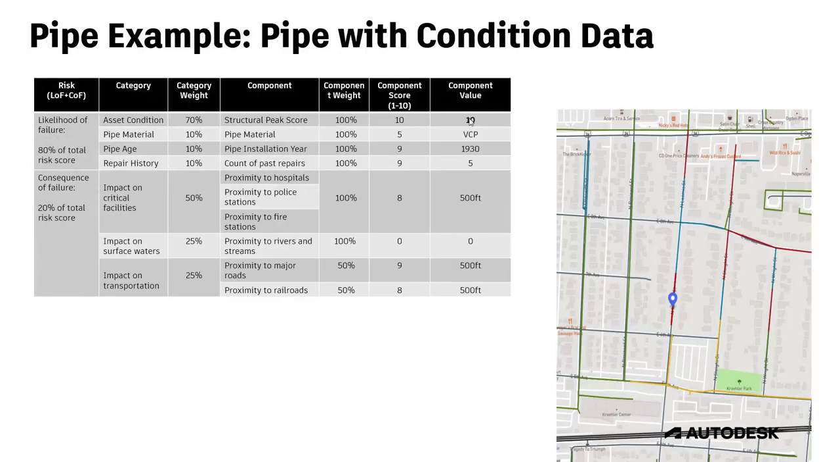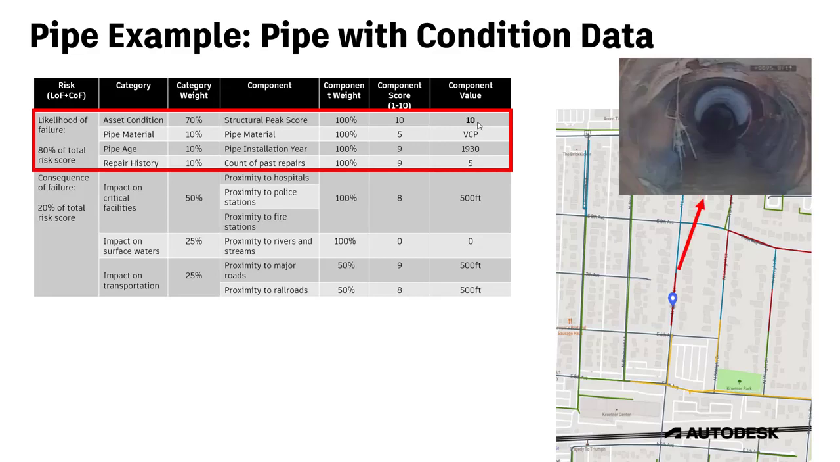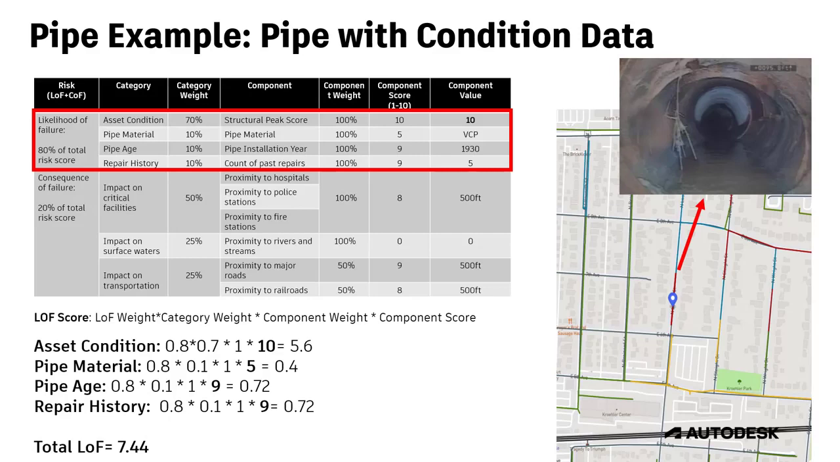Now let's look at an example for a pipe that has condition data. This pipe scored a 10 in the condition component because of a high severity deformation found in a CCTV inspection. The pipe scored a 5 because of the vitrified clay pipe material. It was installed in the 1930s, which gave it a score of 9 under the installation year category, and it has a score of 5 under the count of past repairs component because it has had 5 repairs in the past few years. Based on all this scoring, and considering the LOF calculation, this pipe has a total LOF of 7.44.